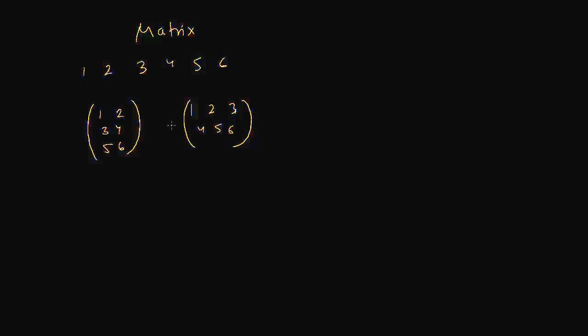A matrix is an arrangement of numbers, and it's a special arrangement of numbers. For example, if you have the numbers 1, 2, 3, 4, 5, 6, they can be arranged as 1, 2, 3 over 4, 5, 6, or they could be arranged as 1, 2 over 3, 4 over 5, 6. These are different arrangements, and if you notice, each looks like some sort of a rectangle.